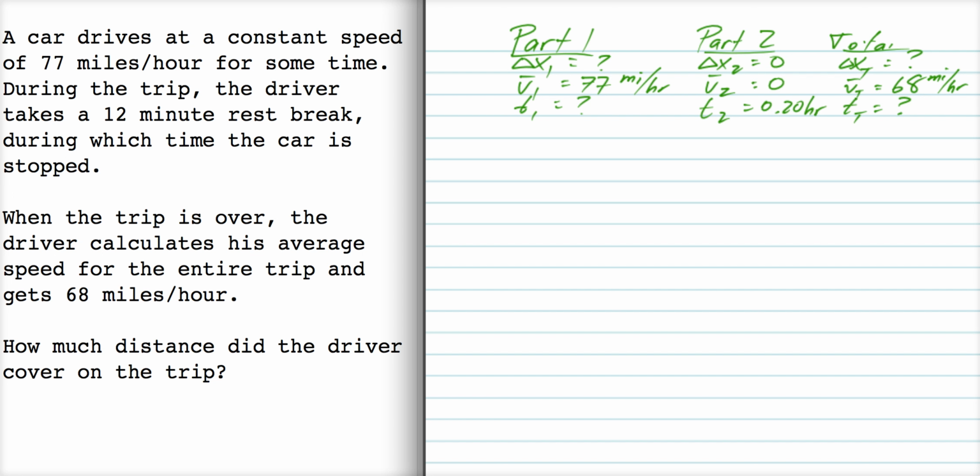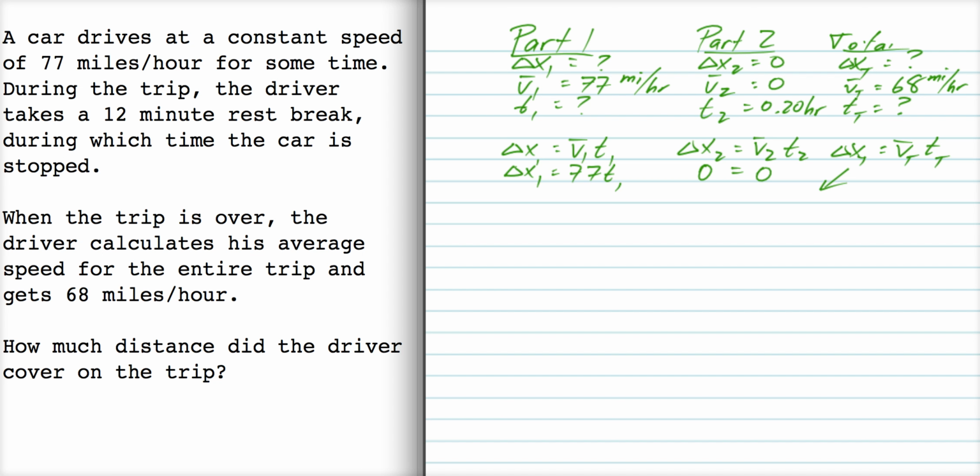Alright, so for part 1 we have the equation delta x1 is equal to v1 t1, but we can't solve that because we don't have enough information. We just have that delta x1 is equal to 77 t1. Delta x2 is equal to v2 t2. That didn't really get us much either. That just gets us 0 equals 0. Delta x2 equals 0, I guess. And then for part 3, we've got delta x total is v total t total.